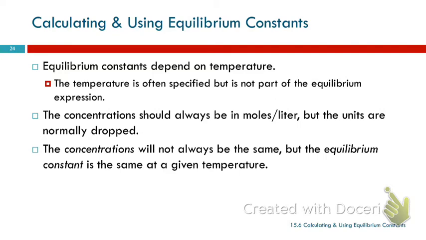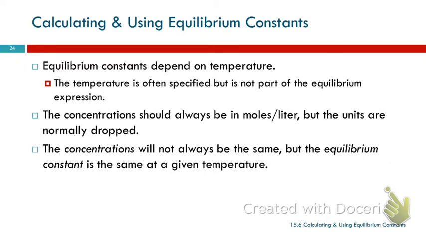Concentrations for the substances are always in moles per liter, but we normally drop the units here so that the equilibrium constant is unitless. Otherwise, if we kept the units in there, they would all have really crazy units, like molarity squared per liter squared and things like that. And it's not meaningful anyway, so we just drop it.